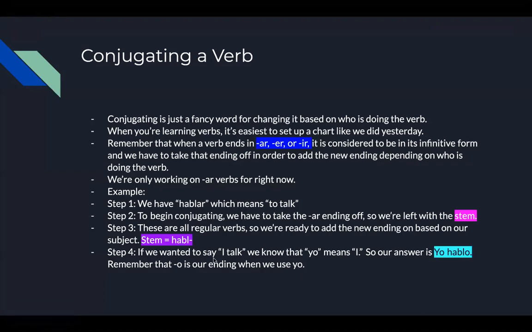So if we want to say I talk, we know that yo means I based on our pronouns. We already know that. So our answer is yo hablo. And remember that O is our ending when we want to use yo. So yo hablo means I talk. And you see we have the HABL stem, and then we add the O ending.